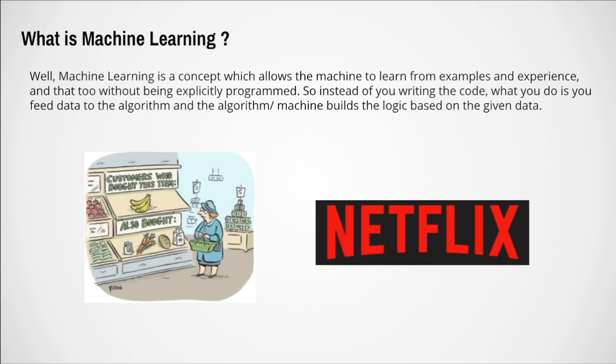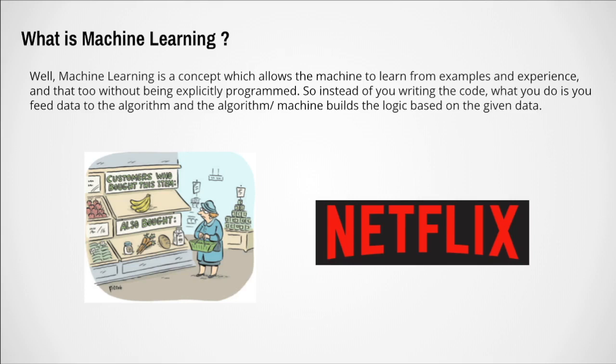Next, what is machine learning? Machine learning is a concept which allows the machine to learn from examples and experience, and that too without being explicitly programmed, right? If you want to understand machine learning in a simple way, there is an example of recommendations. Whenever you shop online, whenever you buy a product, you always get recommendations that customers who bought this item also bought this, right? Or let's take a Netflix example. Whenever you watch a movie on Netflix, next time you go, you always have some recommendations from Netflix on the basis of the genre you have seen earlier, right?